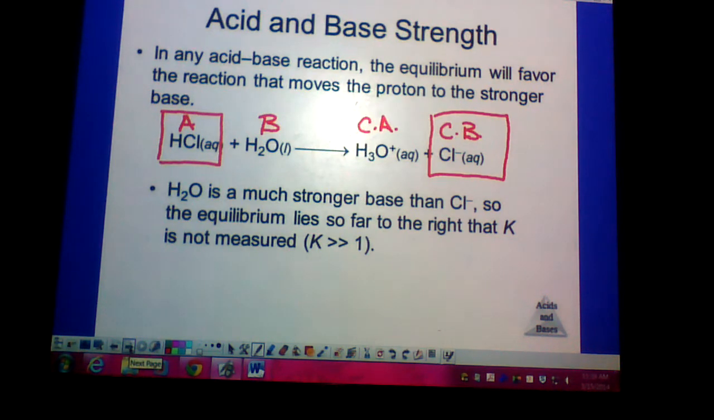Now if we're thinking about equilibrium, we know from last chapter we have Le Chatelier's principle, which tells us that equilibrium will shift in the direction of some type of stressor. So in any acid and base reaction, the equilibrium will always favor the reaction that moves the proton to the stronger base. This is true for all acid-base reactions. Water is going to be a stronger base than the conjugate base we made on this side, Cl minus. So because water is a stronger base than Cl minus, the equilibrium is going to lie very far to the right, meaning that my K is going to be much greater than 1.